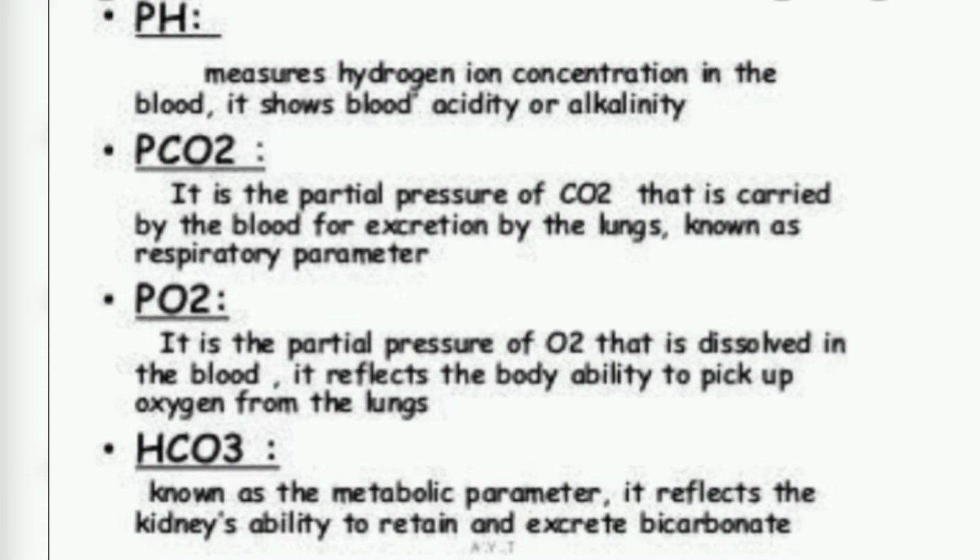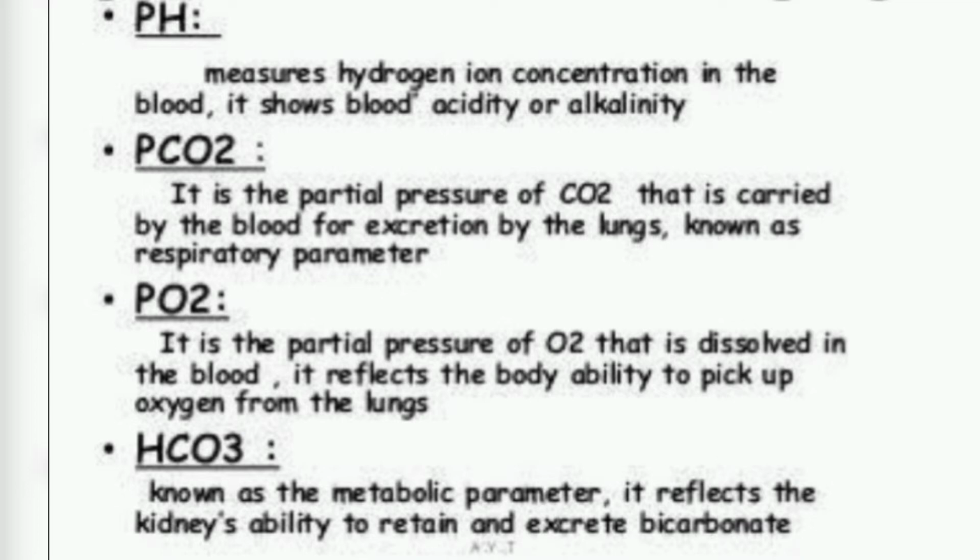In an ABG, what are all the important parameters? We can see pH, PCO2, PO2 and HCO3. So these are all the important parameters we can look into in an ABG. So what is pH? pH measures hydrogen ion concentration in the blood. It shows blood acidity and alkalinity.